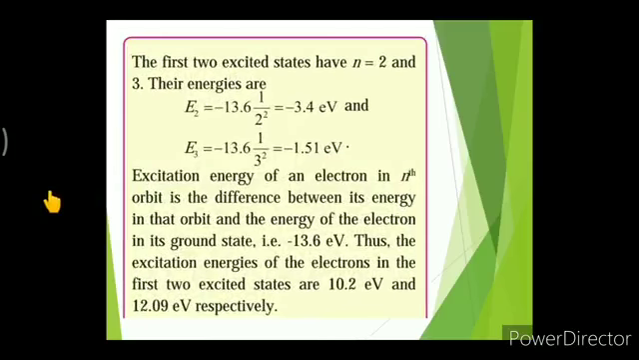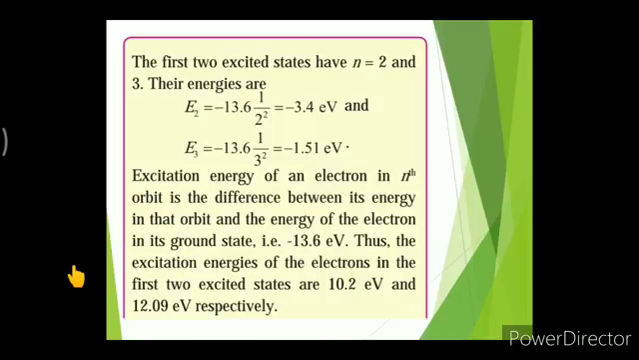Excitation energy of an electron in nth orbit is nothing but the difference between its energy in that orbit and the energy of the electron in its ground state. That is, we know that the energy of the ground state is nothing but minus 13.6 electron volt. Thus, the excitation energy of the electron in the first two excited states is to be calculated.